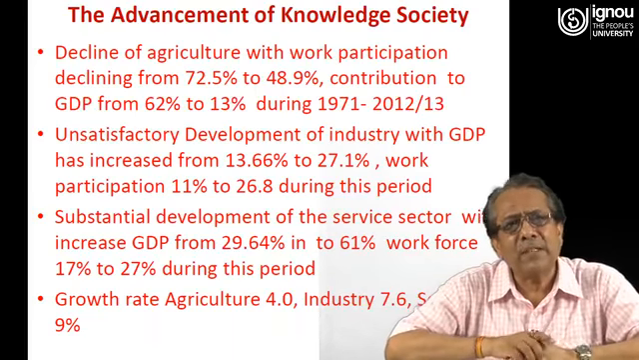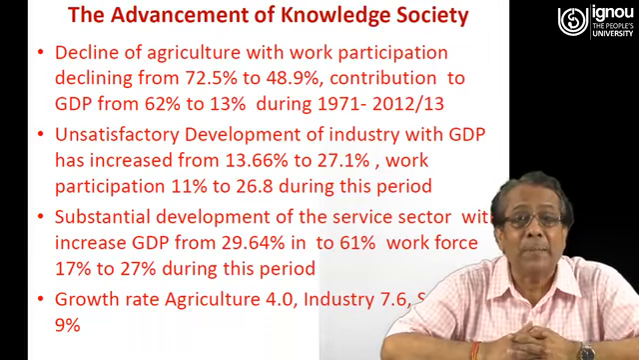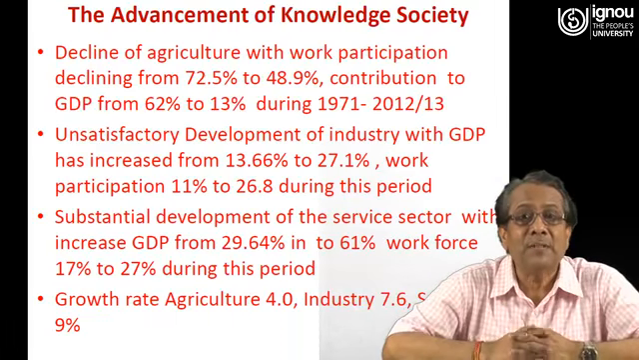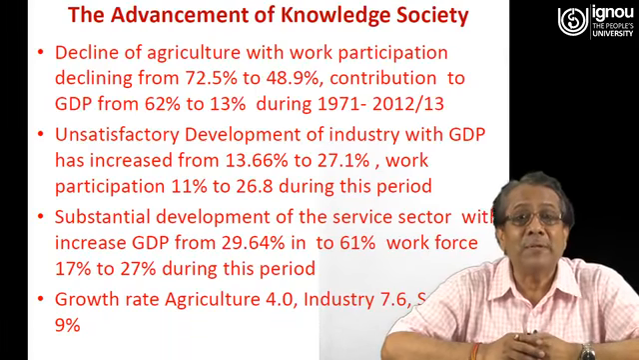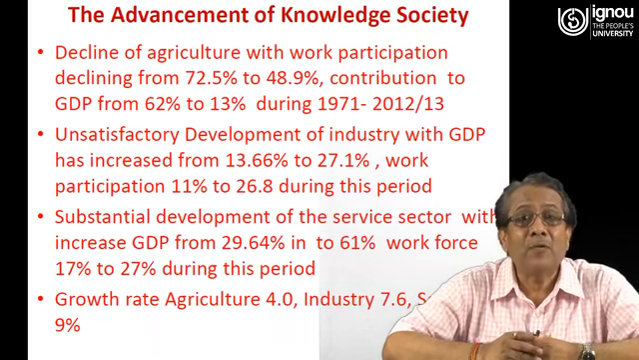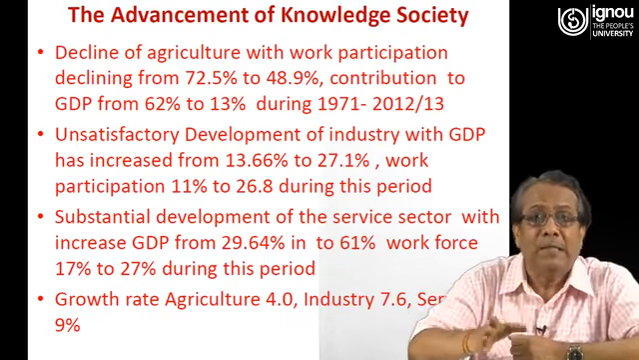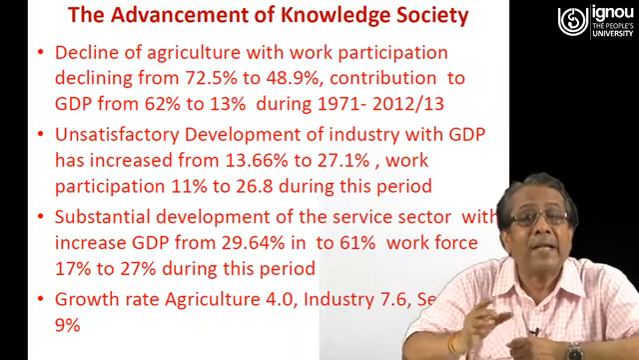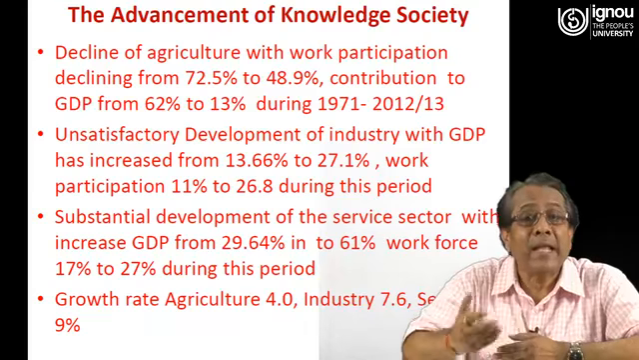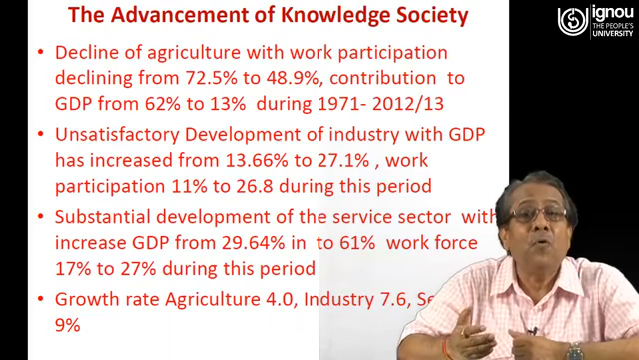Now, let us see what is happening in the industrial sector. The industrial sector has seen very unsatisfactory development, as is widely mentioned by the Planning Commission and also the National Knowledge Commission. GDP from industry has increased from 13.66% to 27.1%, and work participation increased from 11% to 26.8%. It has more than doubled in both cases. But this doubling is not efficient enough to take care of the transition of the economy to a new order that will address unemployment, the shifting of the workforce from agriculture to the non-agricultural sector, and the issue of the low rate of economic growth.